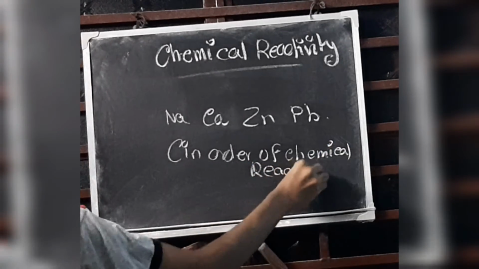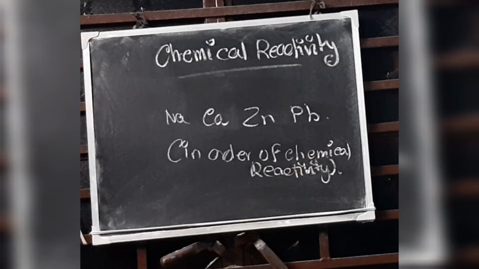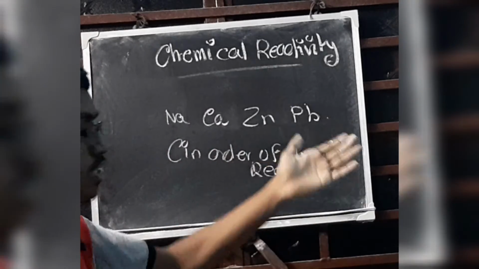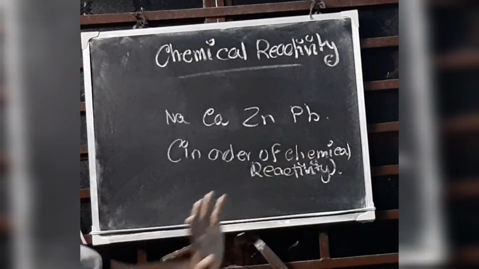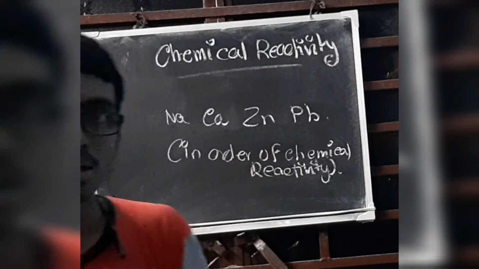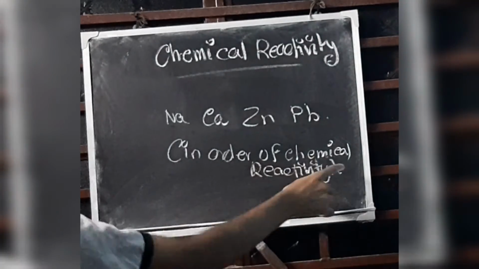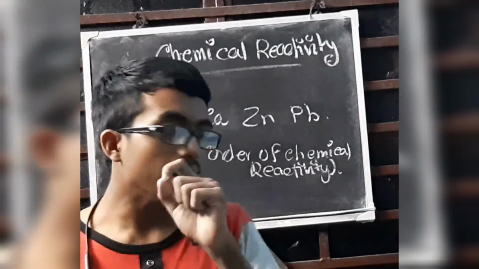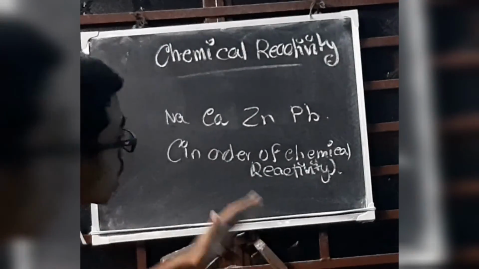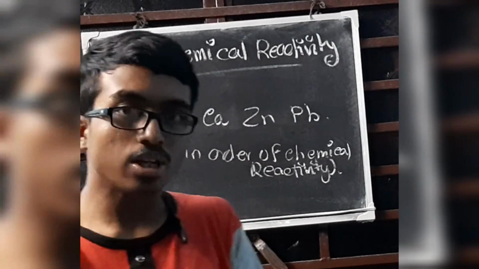Then how will you arrange it? Because it is not in the same group. Sodium and calcium are not in the same group. Zinc and lead are not transition metals as such, though zinc is located in the transition block, that is the D block. Okay, anyway, the order is increasing chemical reactivity. Now how can we arrange this? Because they are not in the same group.